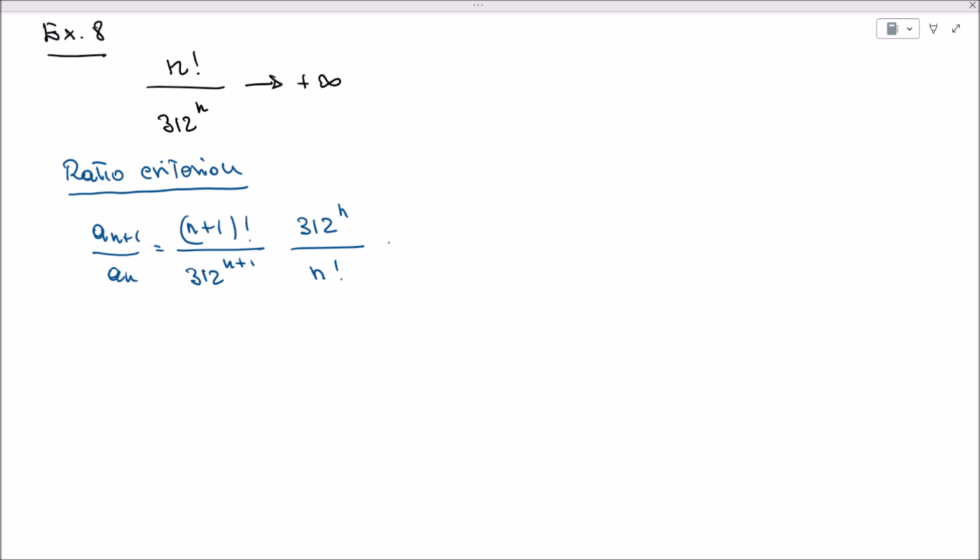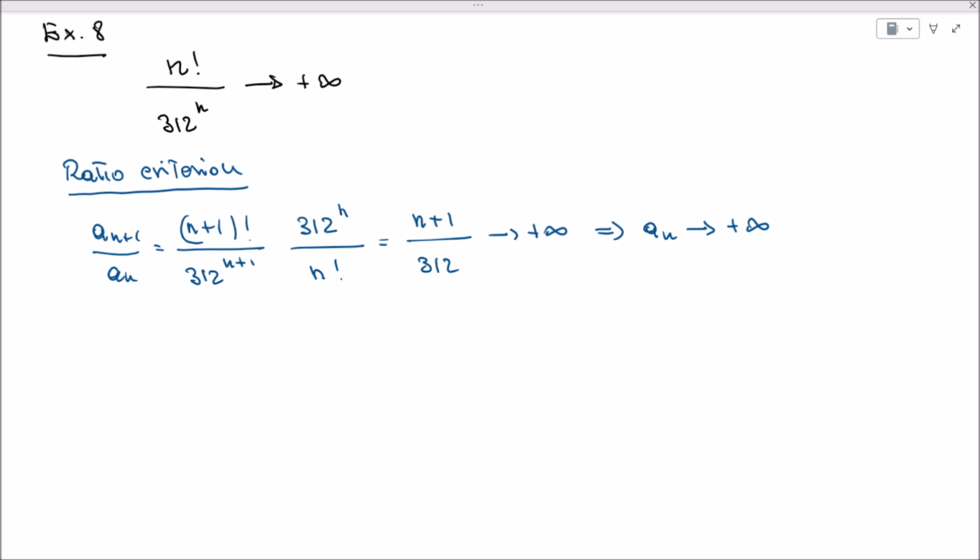But now this is equal to (n+1) divided by 312, by just simplifying the terms. And of course this will go to plus infinity as n goes to infinity. Because the ratio goes to plus infinity, this will push a_n, by the ratio criterion as well, to diverge to plus infinity.